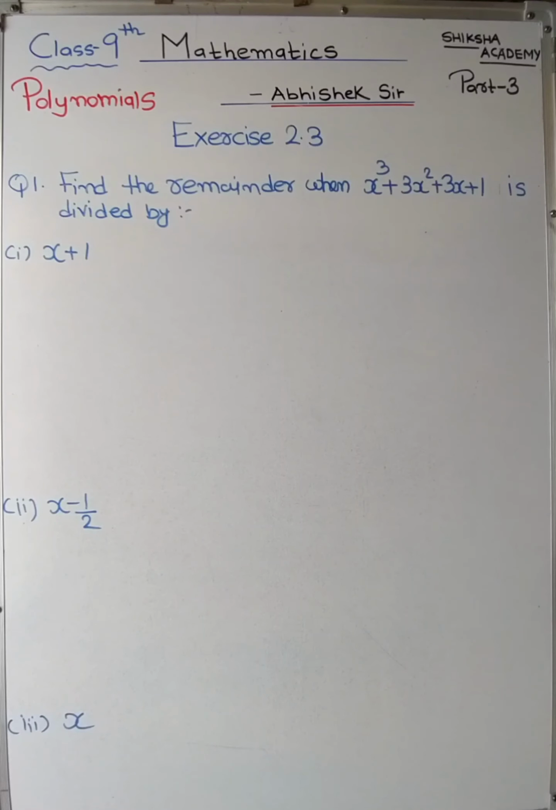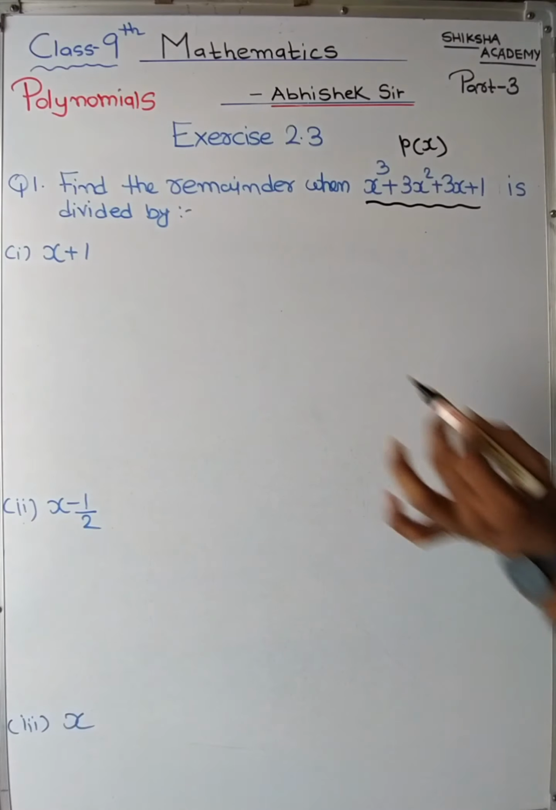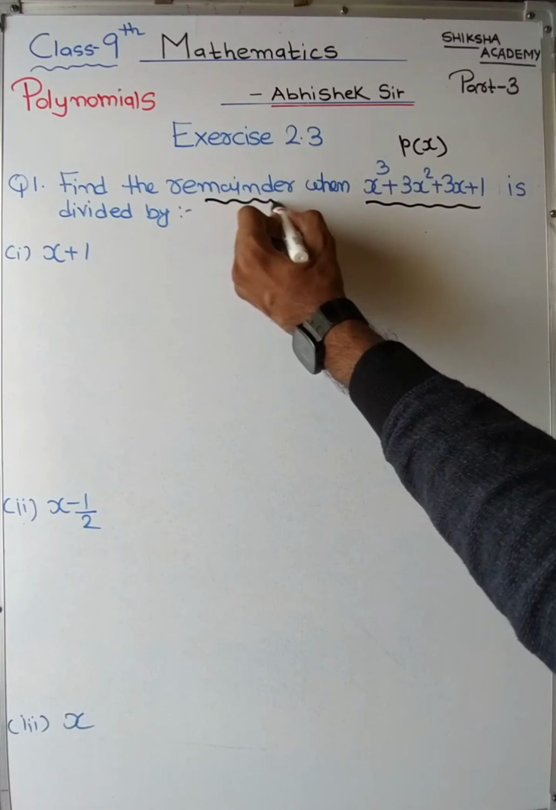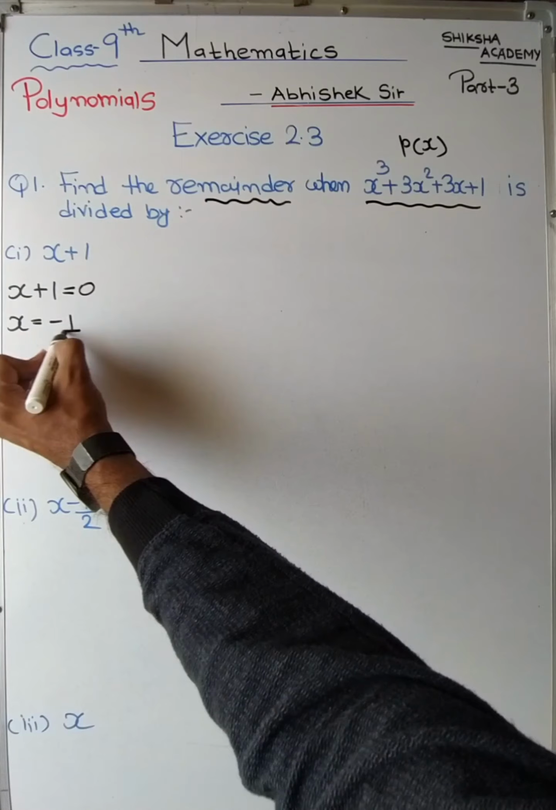So question number 1 of exercise 2.3 is find the remainder when this polynomial, let us consider this as p of x, is divided by x plus 1. Clear? So here we will use the remainder theorem only. So as this exercise is based on remainder theorem, we will follow our steps, that is first of all comparing this and finding the zeros. So if x plus 1 equals to 0, x will be minus 1.